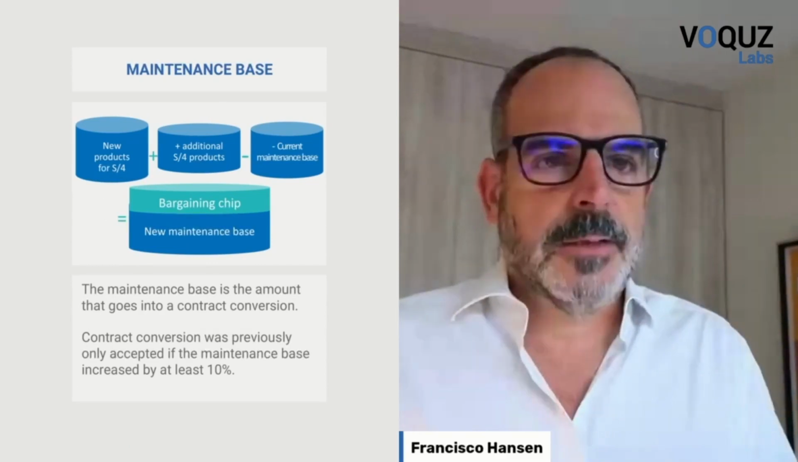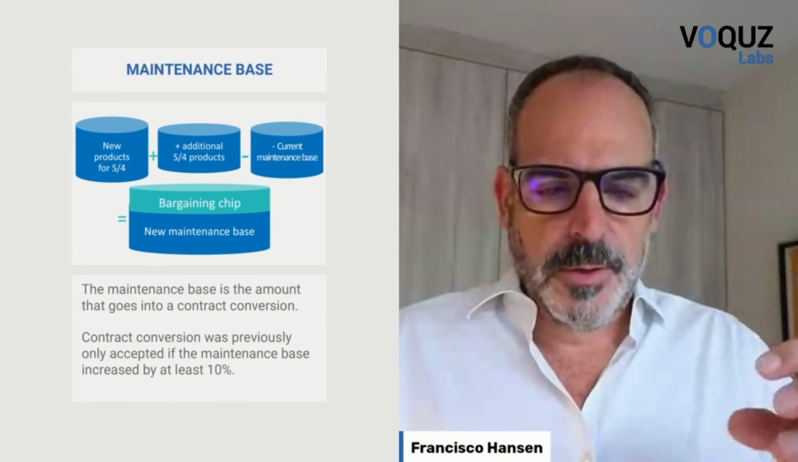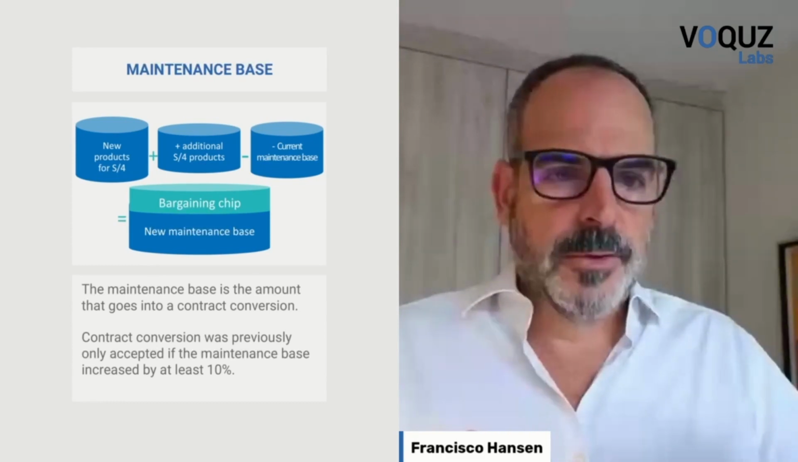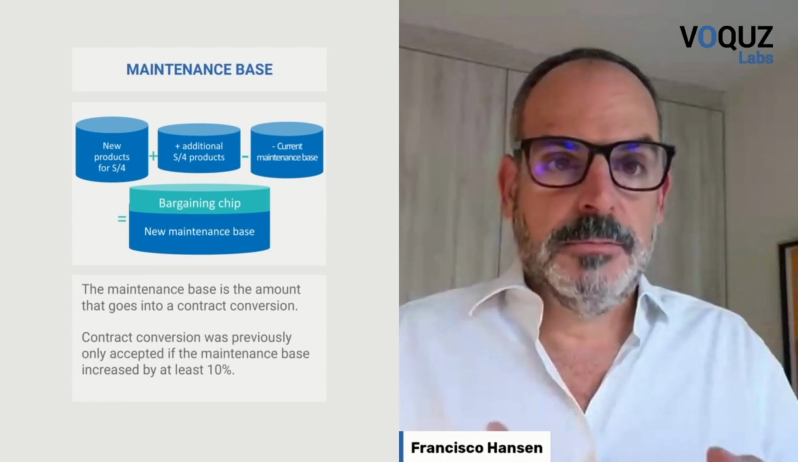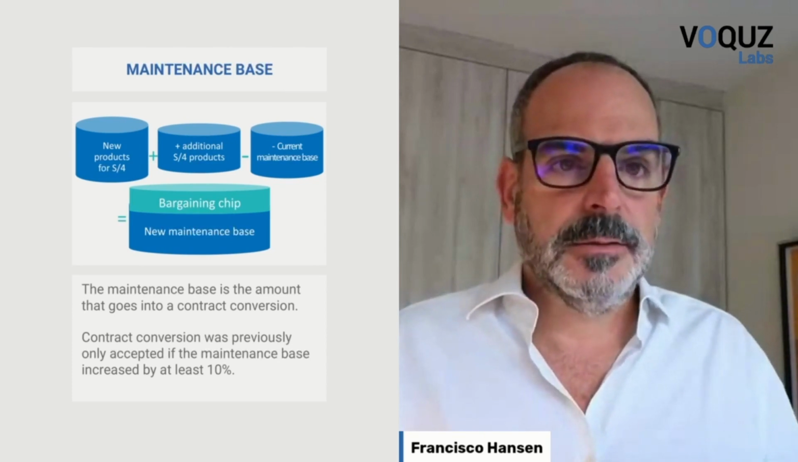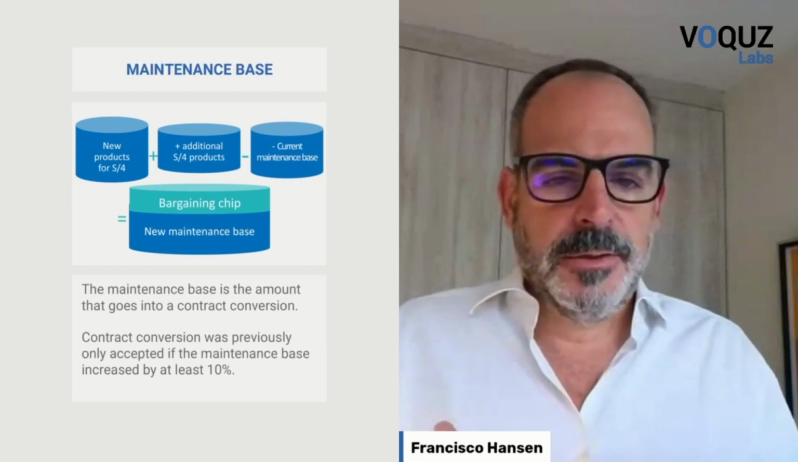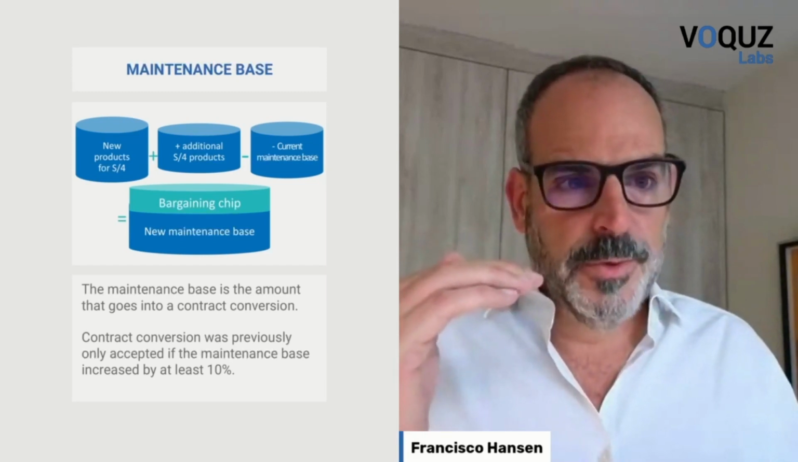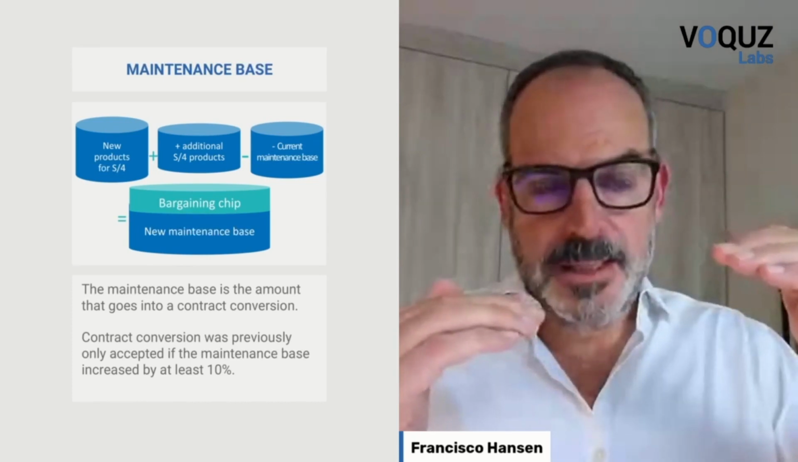So what does it look like now? You take your current maintenance space, you add the total new S4HANA product set to that, and then eventual new products, new projects that you are adding to that. And this is basically the part that you're negotiating, the difference between where you were before with ECC on your maintenance space and where you will be now, which is likely to be higher.